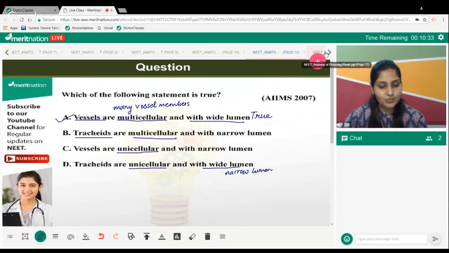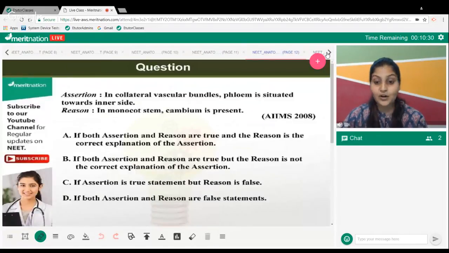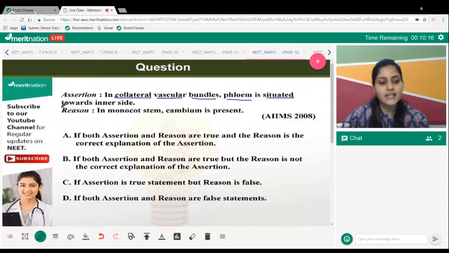And coming to the last question of this session, which happens to be assertion and reason again. We'll read both of them and try to find out which one is right, which one is not. In collateral vascular bundles, phloem is situated towards the inner side. Now there is a problem. In a collateral vascular bundle, you do not find phloem inside.